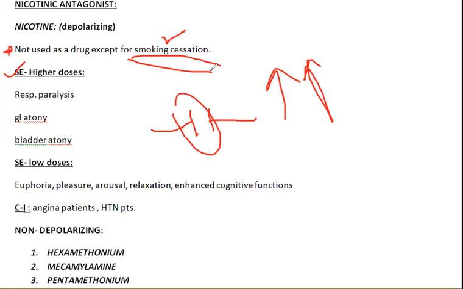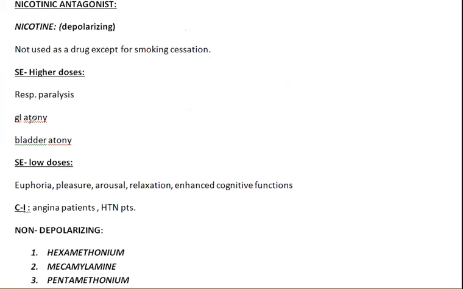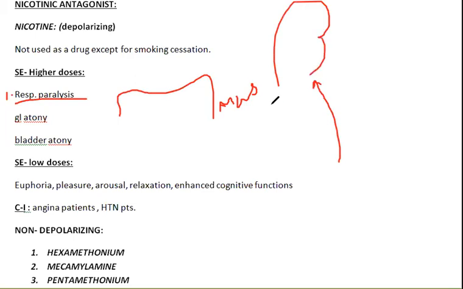Now we have to go with the side effects at higher doses. The first one we have is respiratory paralysis. How is nicotine causing respiratory paralysis? Now, the diaphragm is a skeletal muscle, so you should have a neuromuscular junction present over there, but that's not the case. Nicotine goes high up in your brain. Nicotine has a tendency to cross the blood-brain barrier, and it can go to your CNS and affect it at that level.